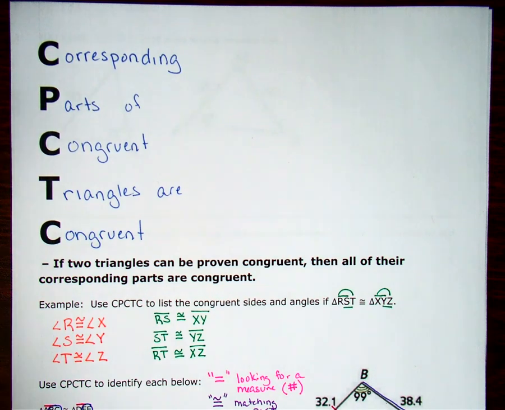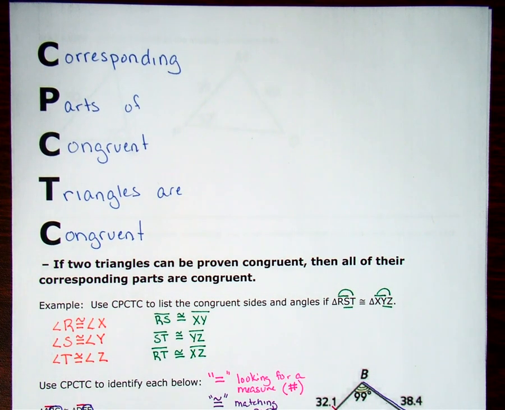All right, in the last set of notes, we looked at this acronym. Corresponding parts of congruent triangles are congruent. Or sometimes I remember the acronym by remembering cuddle puppies because they're cute. Or I pronounce it and it kind of sounds like an alien language. I say sptk. It's fun to say. You should try it. Sptk.